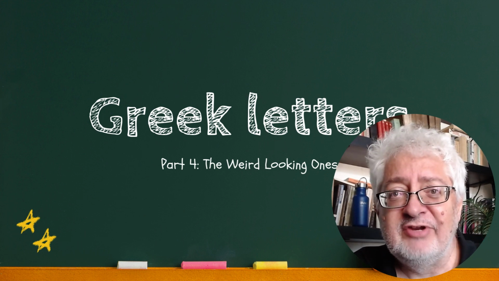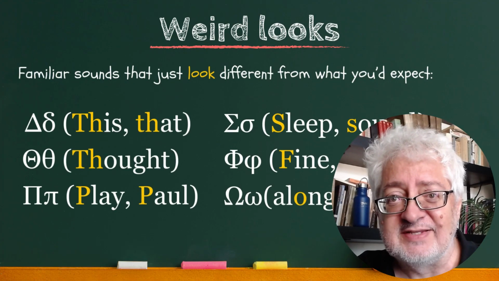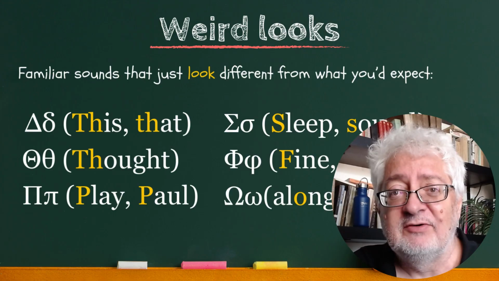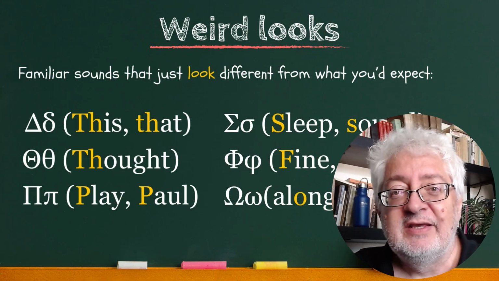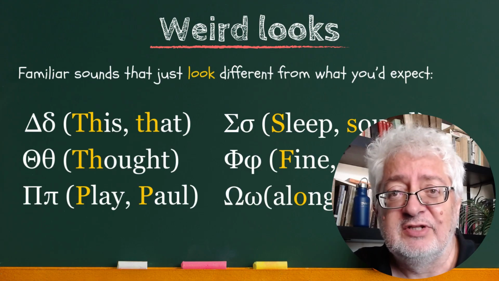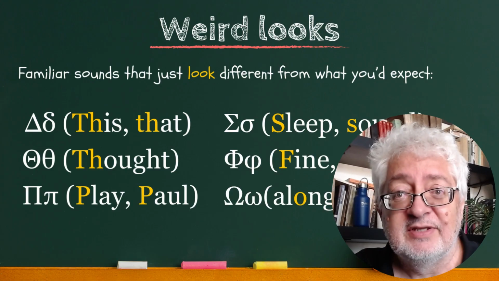Welcome back. Greek letters. And now we are in part 4, the weird-looking ones. And the last ones, actually. So we are finishing with the letters now. If you have watched this episode, you know all the letters. We still have one more, which is combinations of letters that have a particular pronunciation that you need to know. But the letters themselves, we are finishing with them now.